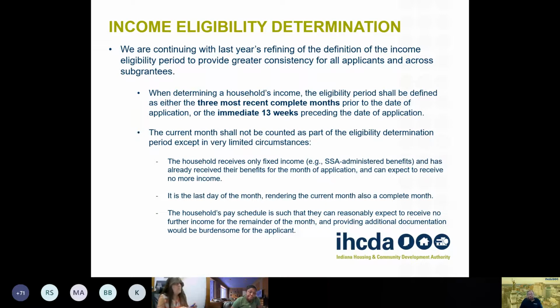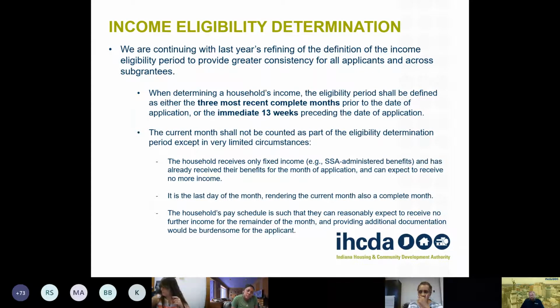The second change from last year that we are continuing is the refining of the definition of income eligibility period to provide greater consistency for all applicants and across subgrantees. As I'm sure you all remember, last year we did the firmest definition we've had thus far of the income eligibility period. We are going to be looking at either the 3 most recent complete months prior to the date of application or the 13 weeks immediately preceding the date of application.